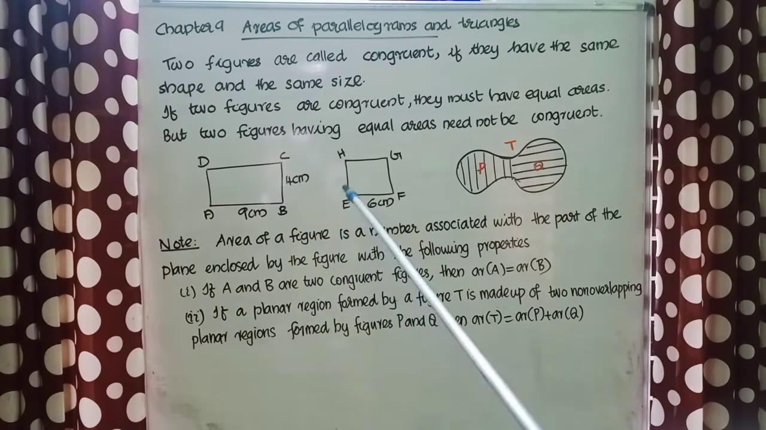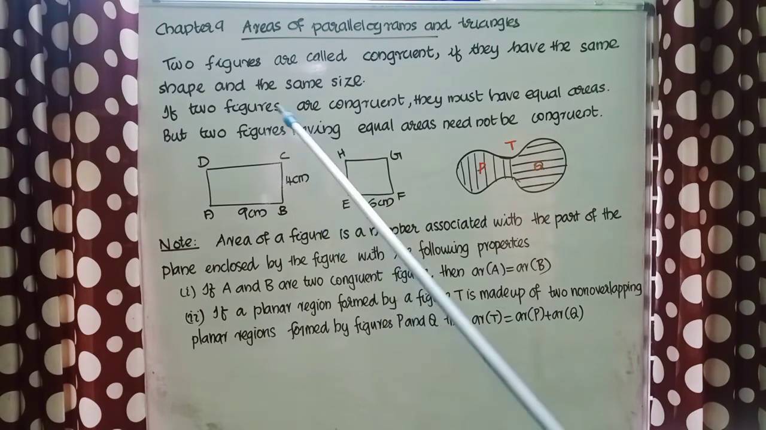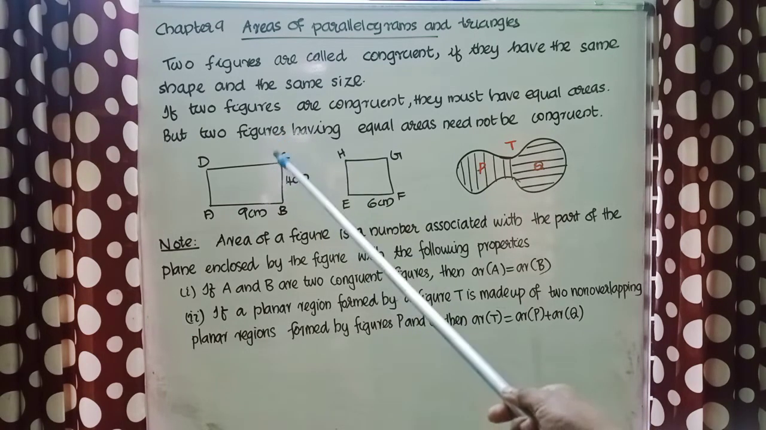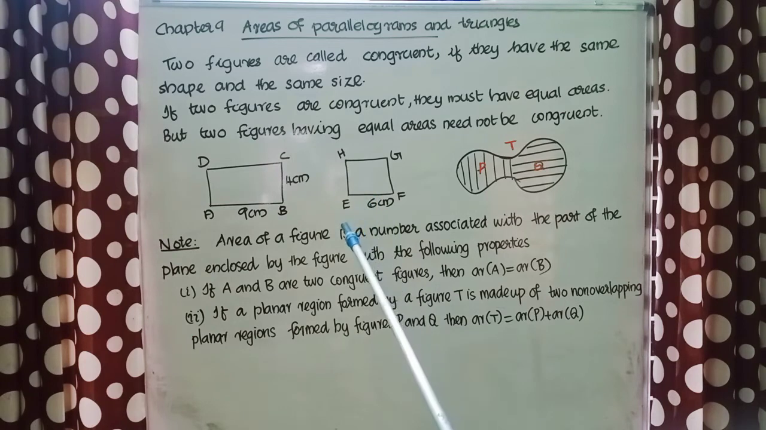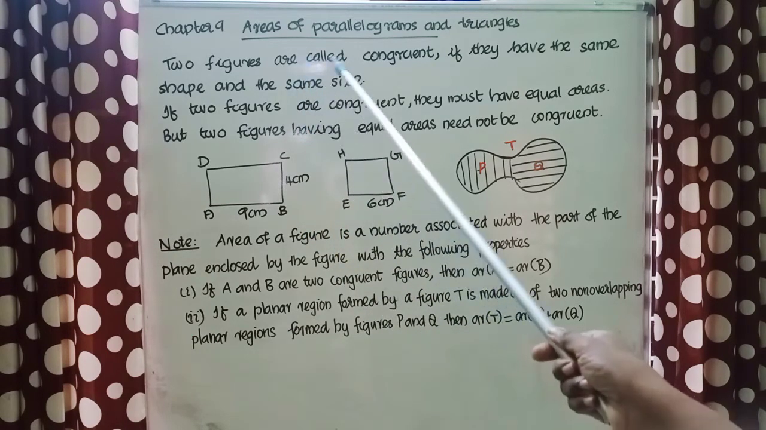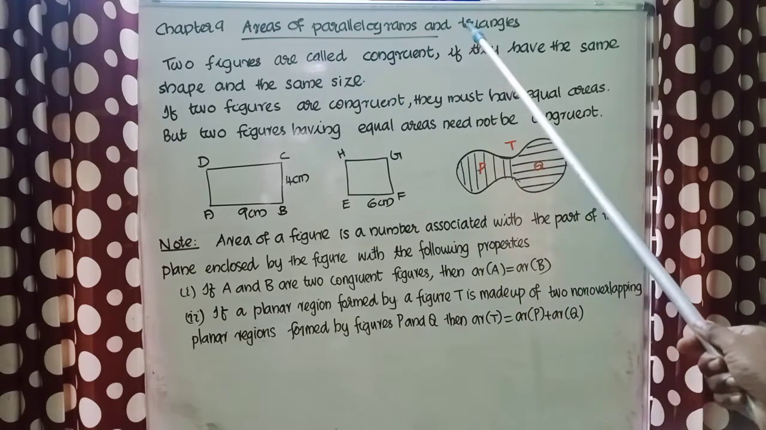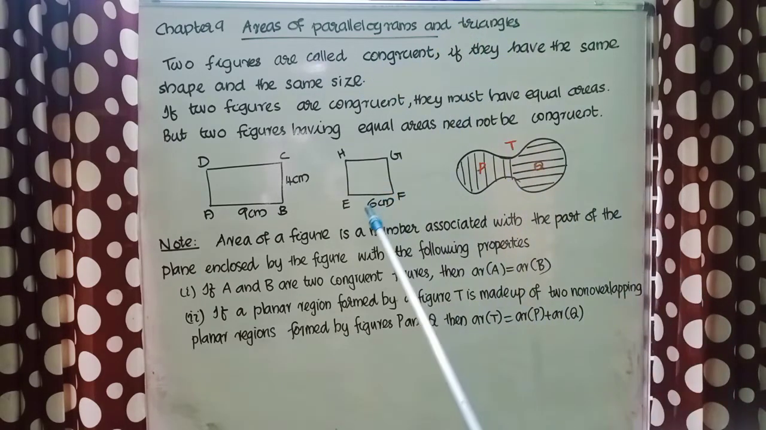They have different shape and different size. So they are not congruent. So the shapes which have equal areas need not be congruent. But if two figures are congruent, they must have equal areas.